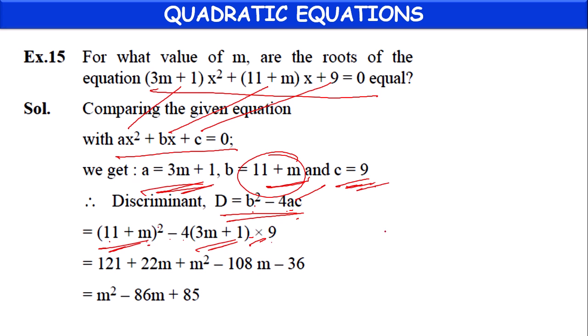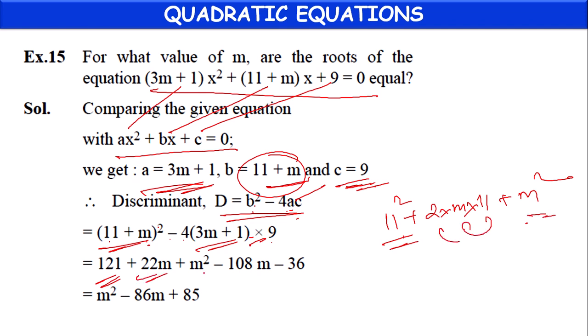(11 plus m) whole square means 11 square plus 2 into m into 11 plus m square, like a square plus 2ab plus b square. 11 square is 121. 2 into m into 11 is 22m, plus m square, minus 4 into 3, minus 12m.